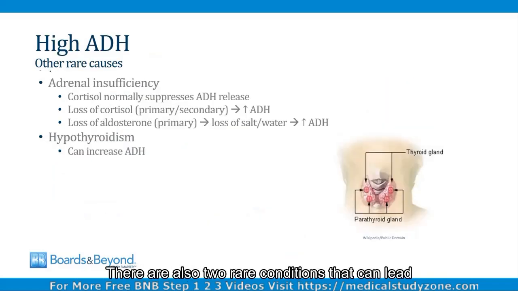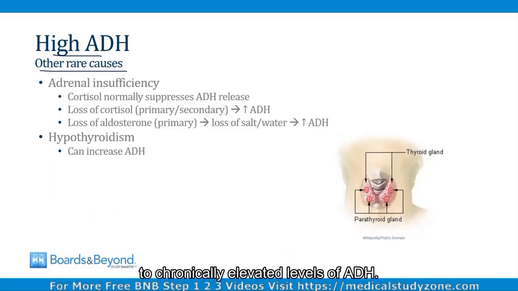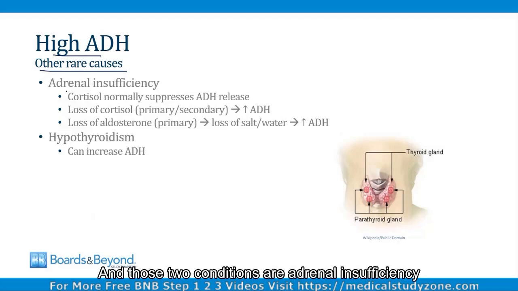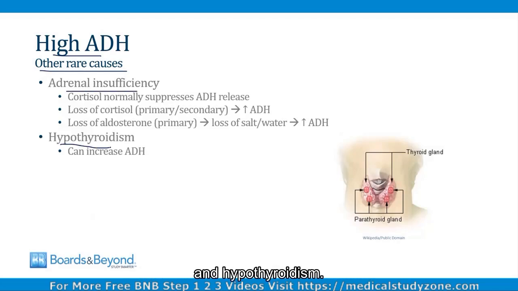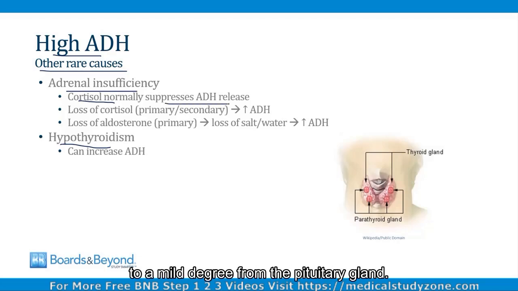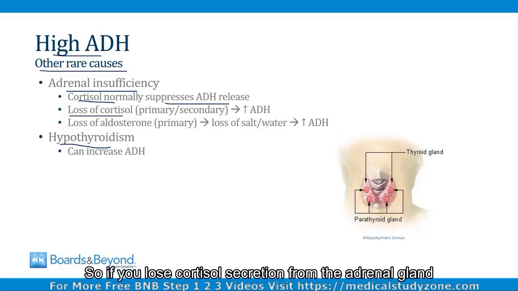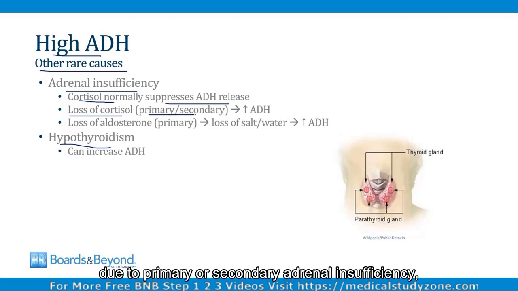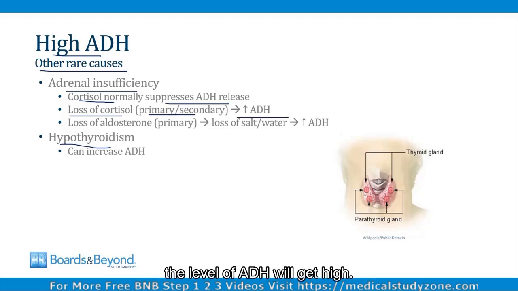There are also two rare conditions that can lead to chronically elevated levels of ADH, and those two conditions are adrenal insufficiency and hypothyroidism. Cortisol from the adrenal glands normally suppresses ADH release to a mild degree from the pituitary gland. So if you lose cortisol secretion from the adrenal gland due to primary or secondary adrenal insufficiency, the level of ADH will get high.